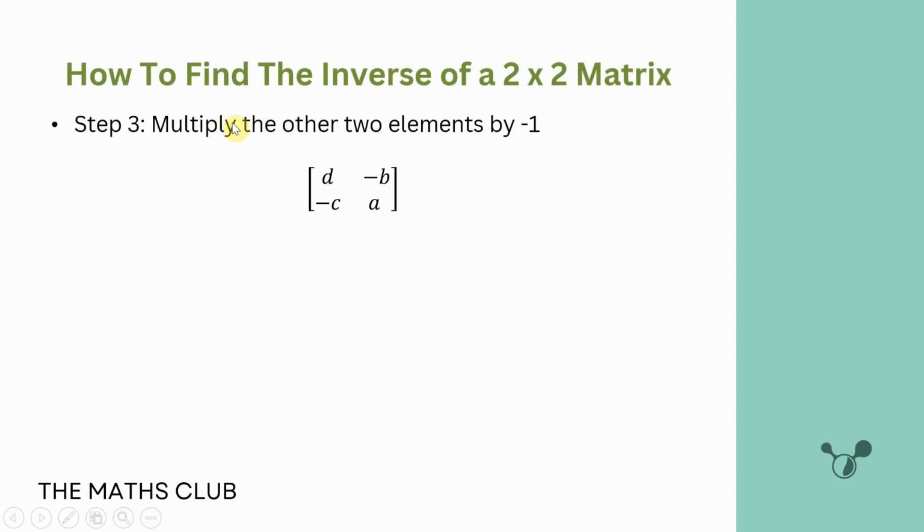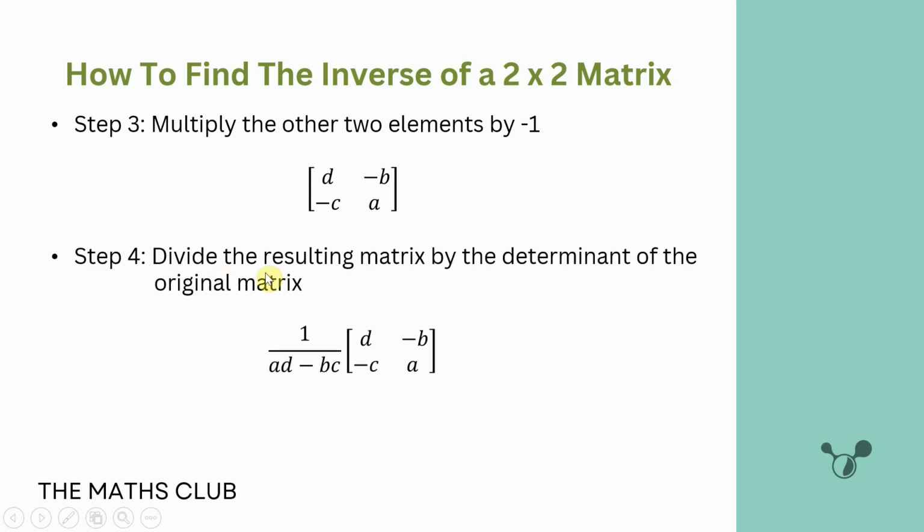Then the next step is that I will multiply the elements in the other diagonal by minus 1. So you can see the other diagonal. Previously it was B and C. I will multiply them by minus 1. So this becomes minus B and minus C. Then I will divide the resulting matrix by the determinant of the original matrix. So this is the resulting matrix. I'll just divide it by the determinant. You know, if I had 5 over 2, it's like saying 1 over 2 times 5. So the same thing. So if I had this matrix divided by AD minus BC, it's like saying 1 over AD minus BC multiplied by D, minus B, minus C and A. This is a simple way to find the inverse of a matrix.